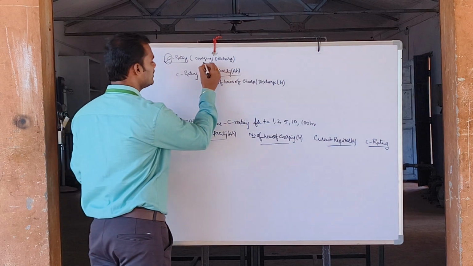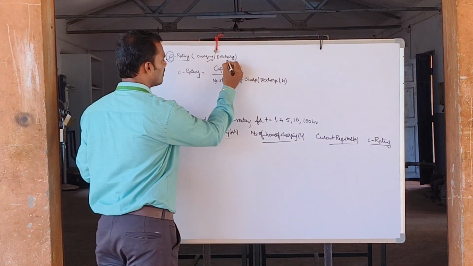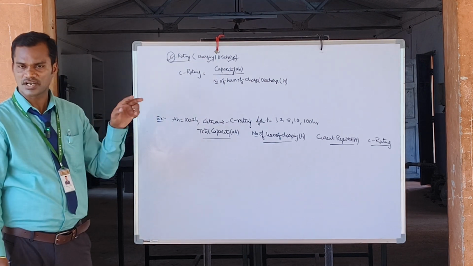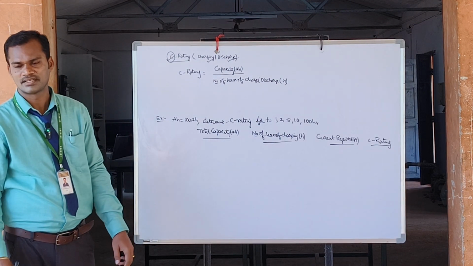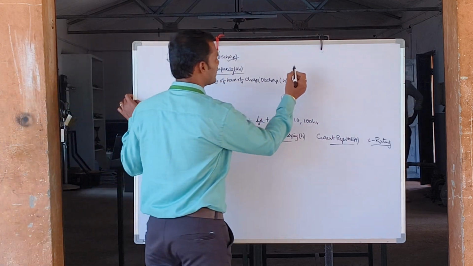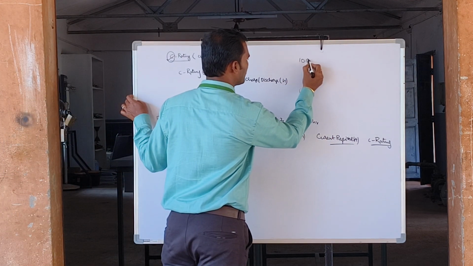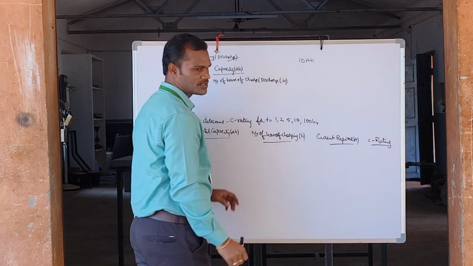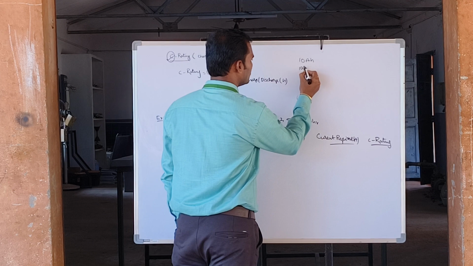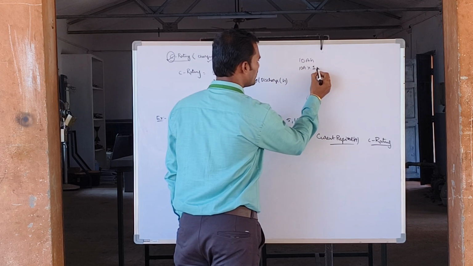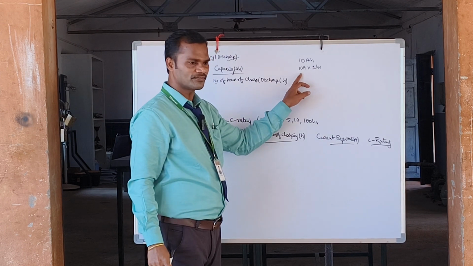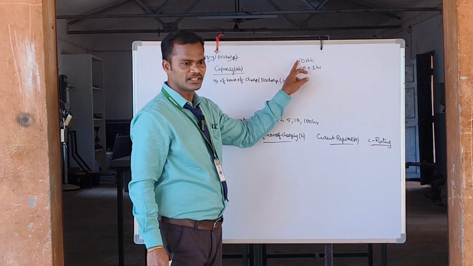So current rating may be for charging or for discharging. The battery may charge at a particular amount of current, and it may discharge at a particular amount of current. For example, if you take a 10 Ah battery, what is the rating of our battery? 10 Ah. This battery can be charged with 10 ampere and a time of how many hours? 1 hour. So by taking 1 hour, by injecting a current of 10 ampere, it can make the battery full.